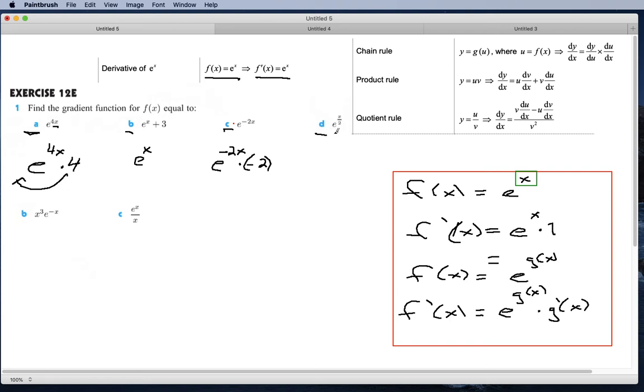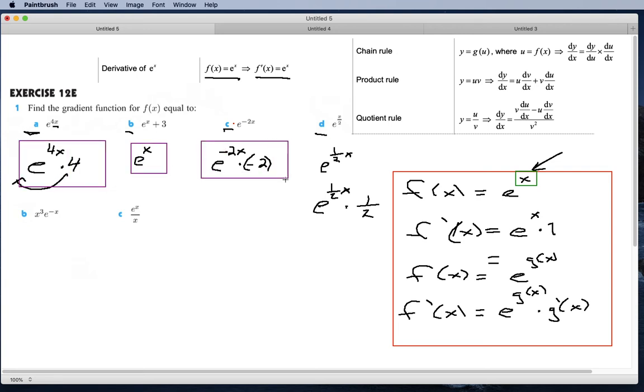For this fourth one, I have e to the x over 2. It's like saying e to the 1/2 x, which may be easier to work with. If I derive that, I get e to the 1/2 x. I don't change this block, but then I chain that onto the derivative of 1/2 x, which is 1/2. So these are all my final answers, here, here, here, and of course here.